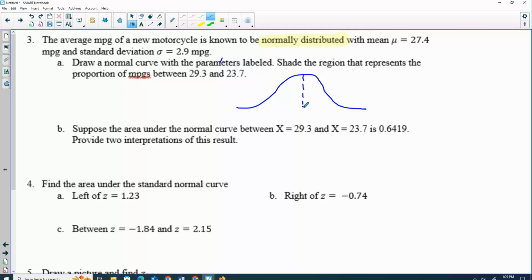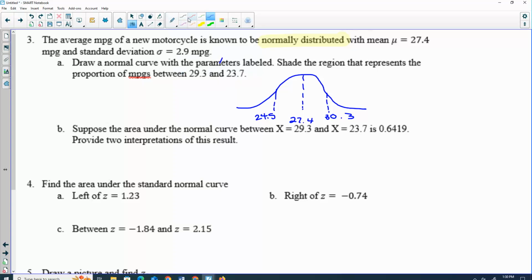The center is our mean, then the standard deviation. So you do the mean 27.4 minus the standard deviation 2.9, and that gives us 24.5. And then we do the mean plus the standard deviation, so 30.3. So you're basically drawing the picture that I gave you on problem 2, just labeling. The mean is the center, then you add and subtract your standard deviation.